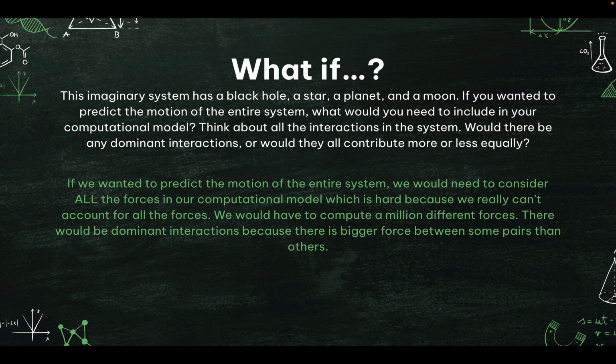What if we want to predict the motion of the entire system? If we want to accomplish this, our computational model would have to be a lot more complex. For every single force, we would have to calculate how every single thing around it affects it. For example, to calculate the force of the moon, we'd have to find the force of the moon from the planet, from the star, and from the black hole. And then we do this for every single object in our system. We would have a million lines of code.